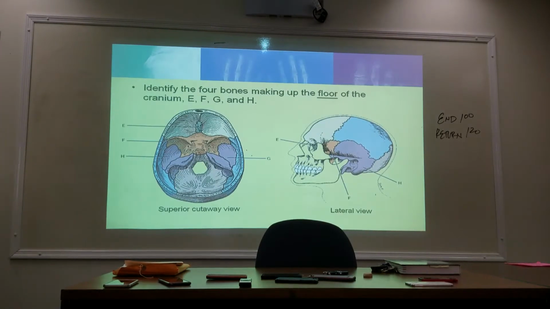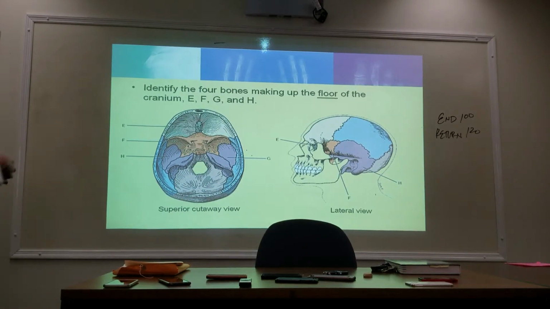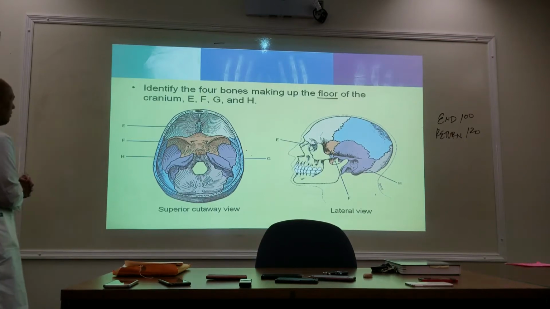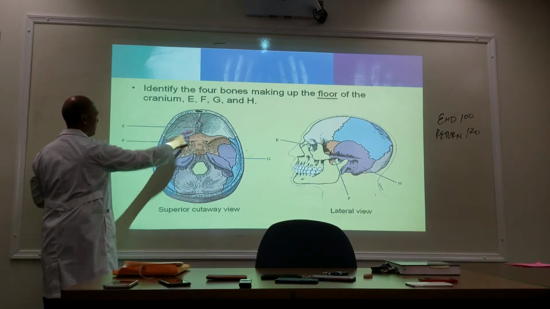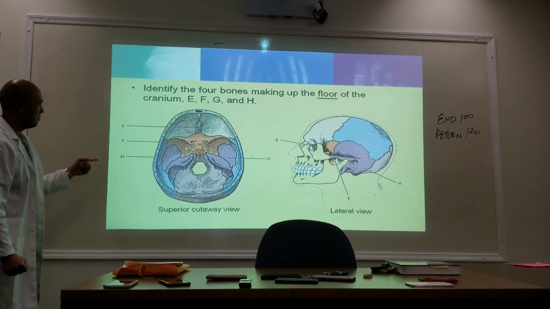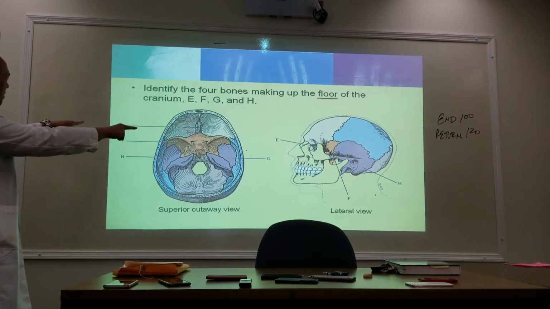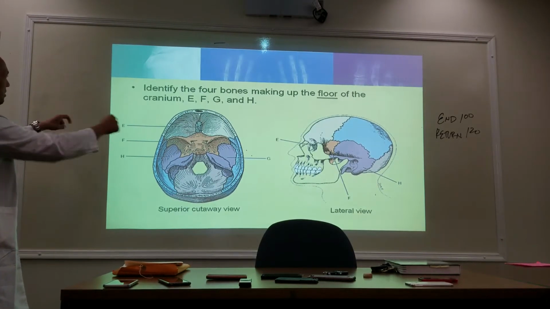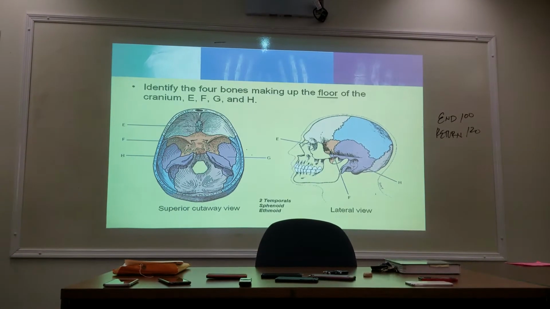Identify the 4 bones making up the floor of the cranium. That was the skull cap we were referring to the other one. Now let's talk about the base or the floor. We're looking at this from inferior up. We have the ethmoid, which is E, sphenoid, which is F, and the temporal bones, which is H. So that would be your 2 temporals, 1 sphenoid, and 1 ethmoid.